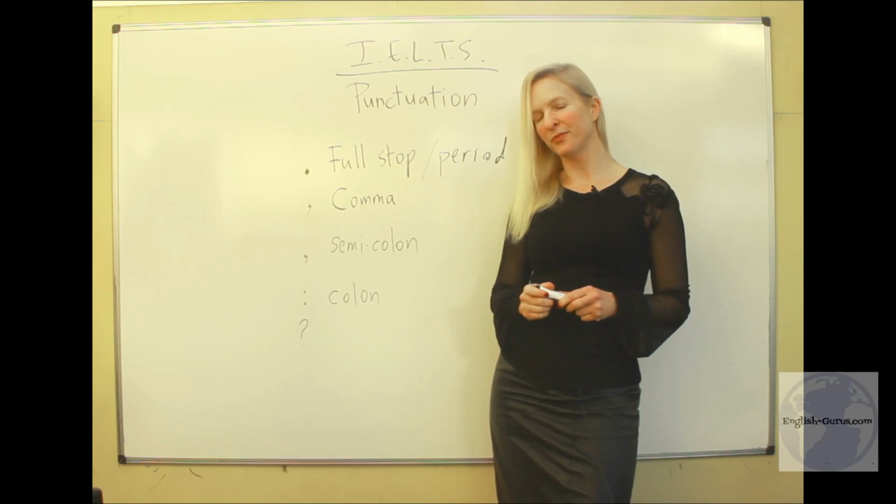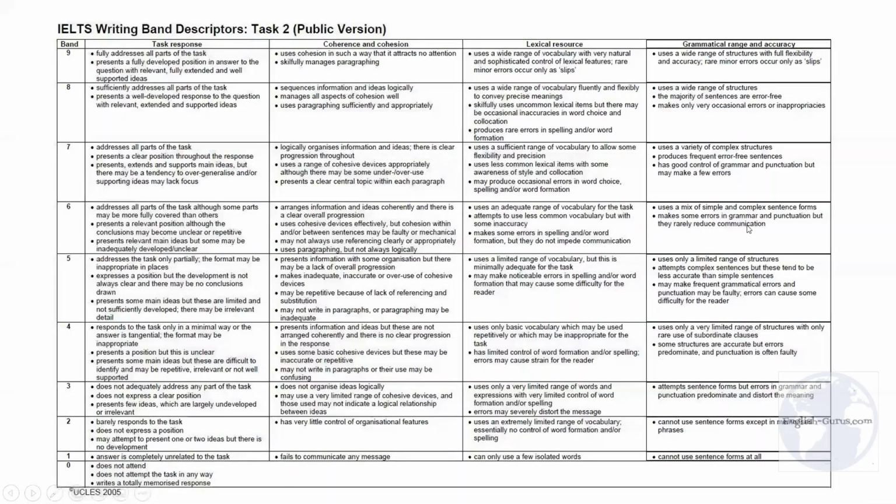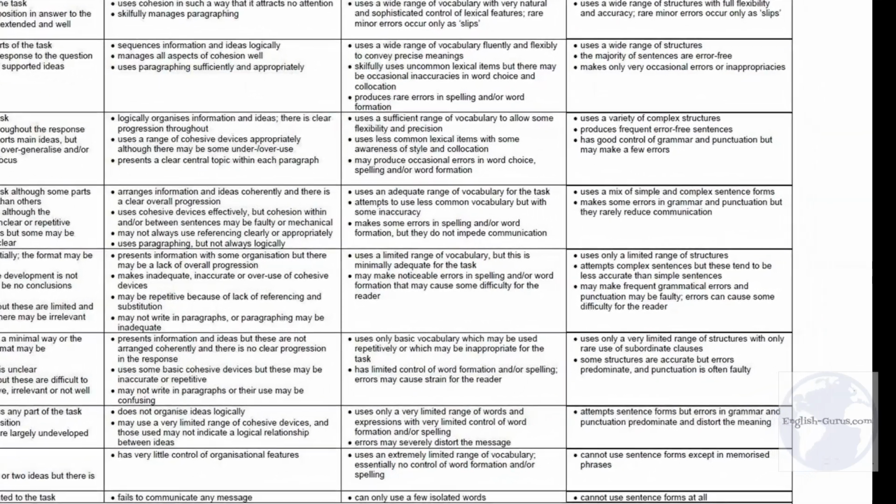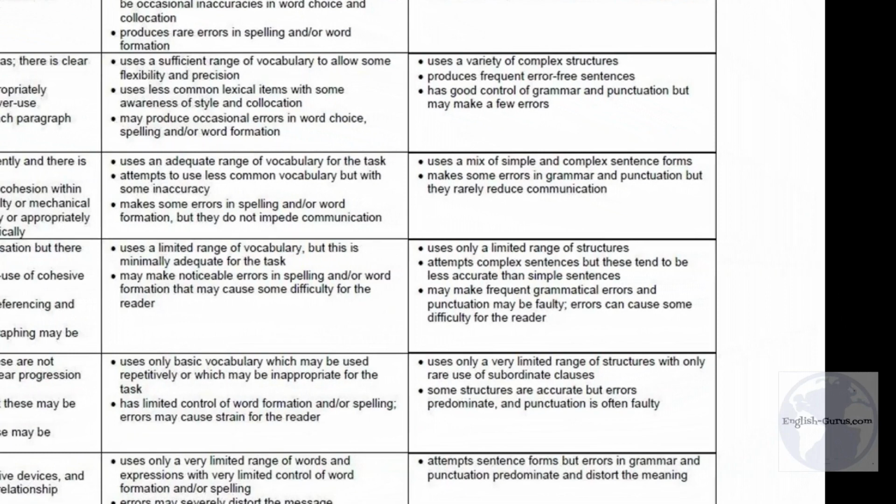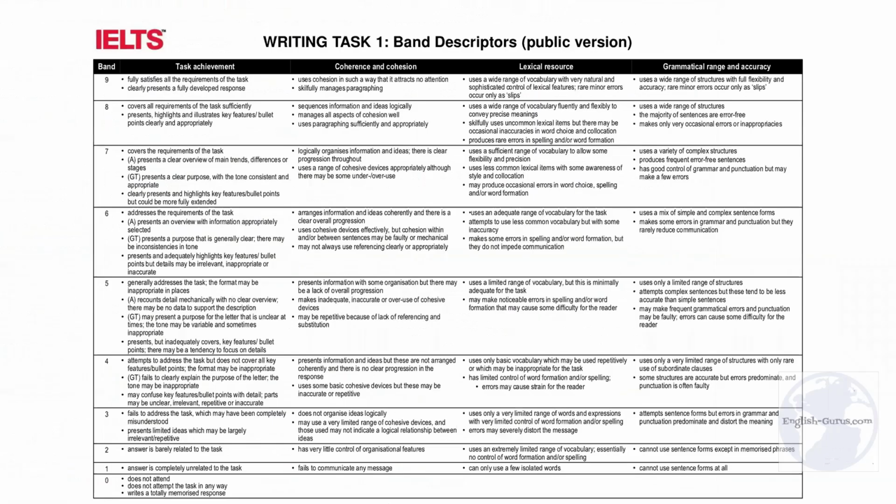Let's get started. If we look at the band descriptors for IELTS writing task 2, we can see that punctuation is mentioned in band scores level 3 up to level 7. So punctuation is important. Also in the band descriptors for writing task 1, we see that it's mentioned.